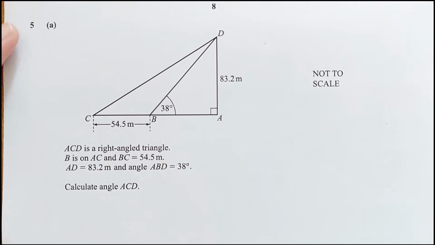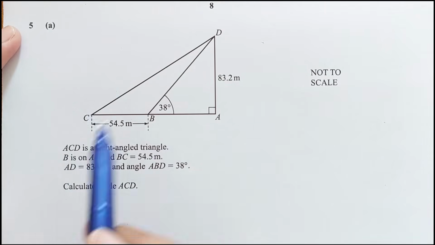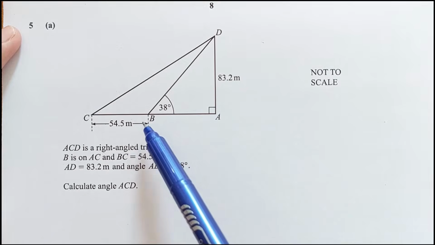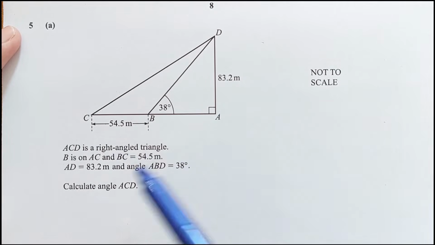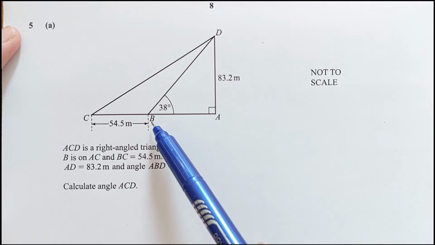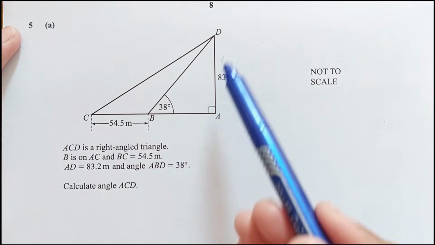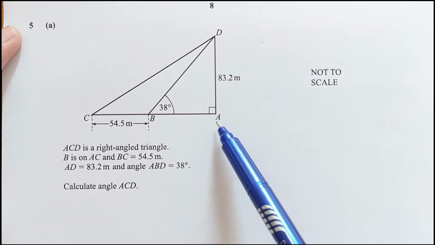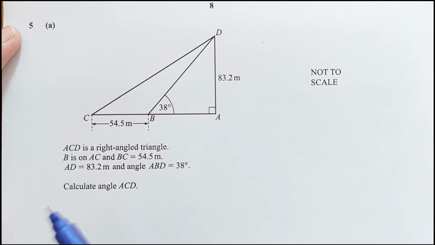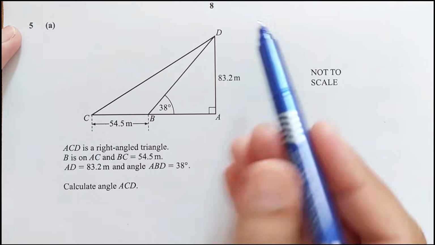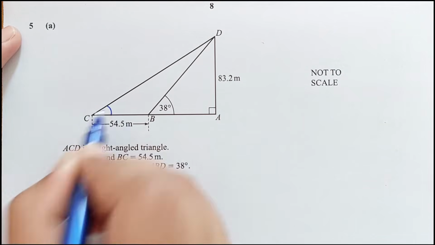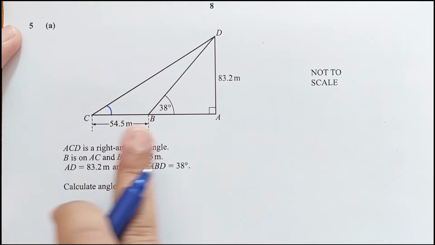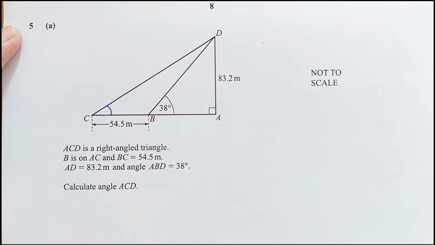Question number 5, part A. ACD is a right angle triangle. B is on AC. BC is given as 54.5 meters. AD is 83.2 meters, and the angle ABD is 38 degrees. Calculate angle ACD. To get this angle, we have the opposite and we need the adjacent. So solving for AB first.